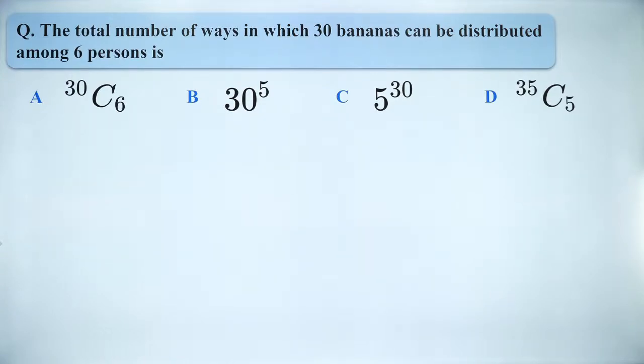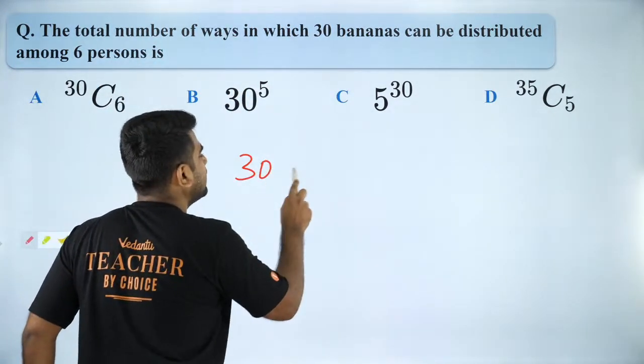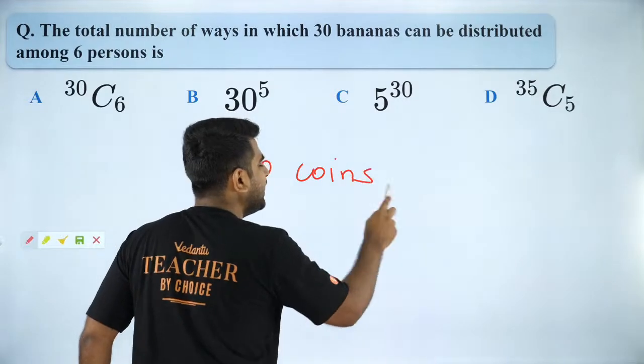Very good. So what is the answer? My ninjas, what are you guys doing? Are you all ready? Very good, guys. You guys are awesome. So this is just like 30 coins and 6 beggars. Don't you guys agree?